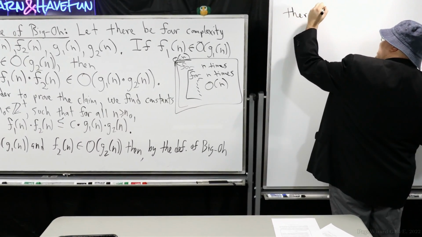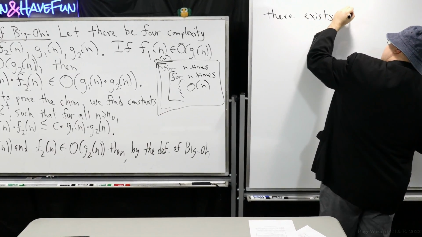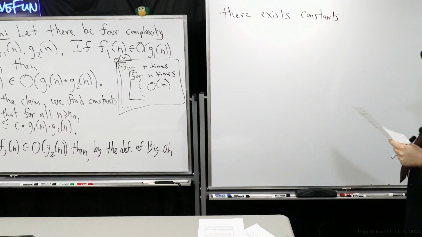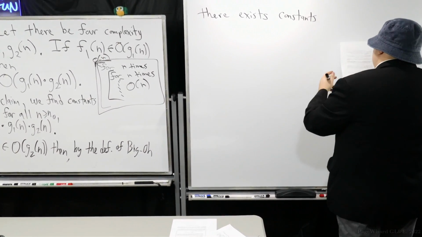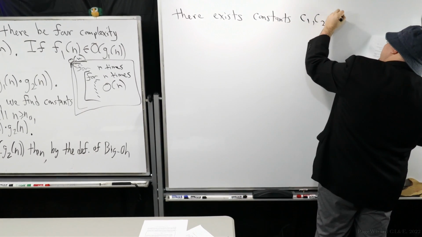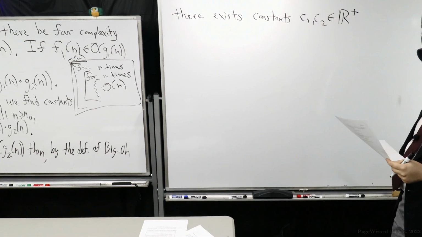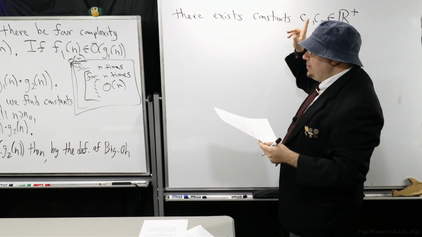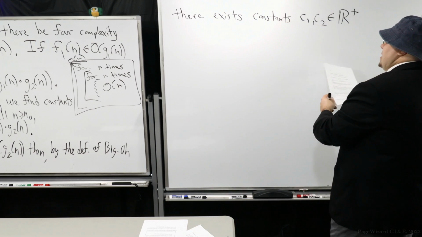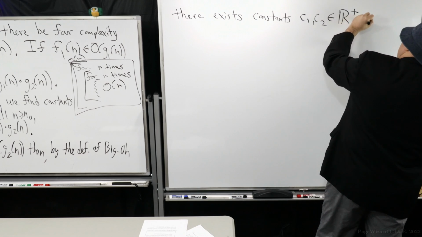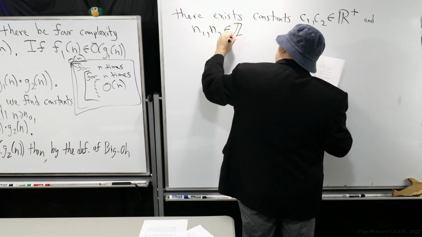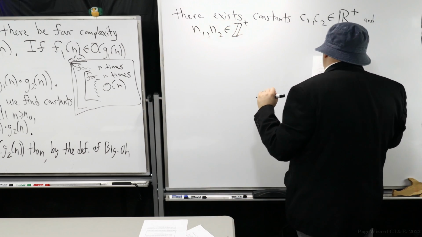By the definition of big O, there exist constants C1 and C2, one for each application of the definition of big O. So I'm just going to call them C1 and C2: C1 for the first one involving F1 and G1, and C2 for the one that involves F2 and G2. And we have the other two constants, n1 and n2, which again correspond to those two applications of the big O definition.